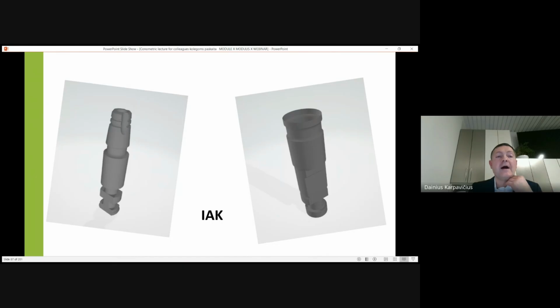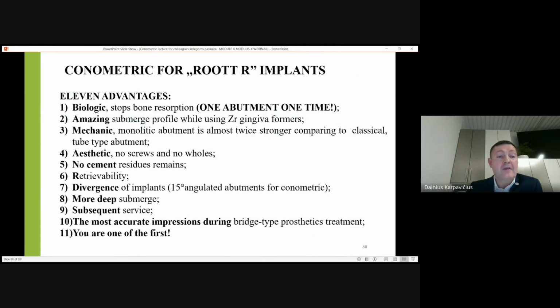And of course, these are our new Viper K analogs, which are for plaster and for printed models as well.